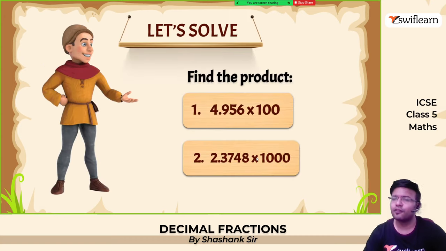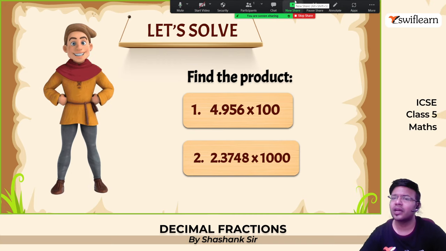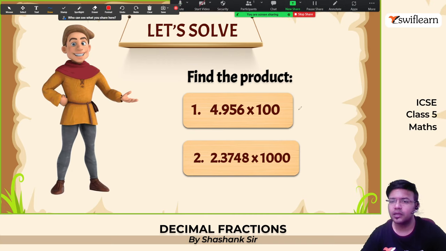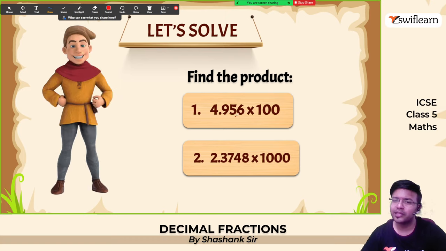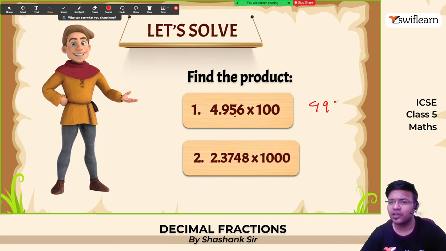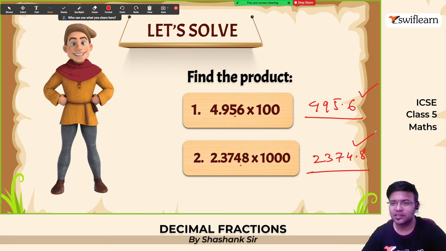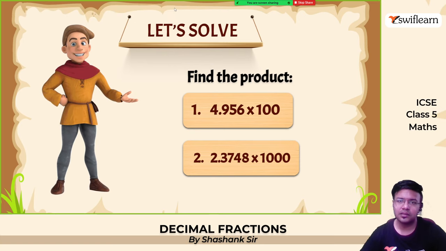Yes. Find the product of 49.56 times 100. Shift the decimal two places to the right side. So 495.6. This is the answer. Shift three places. 2374.8. This is the answer.